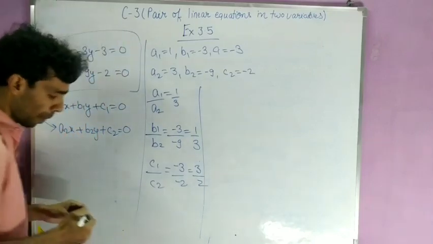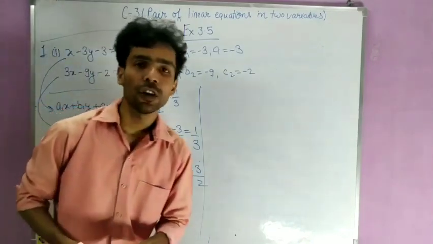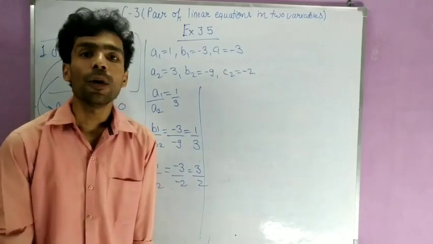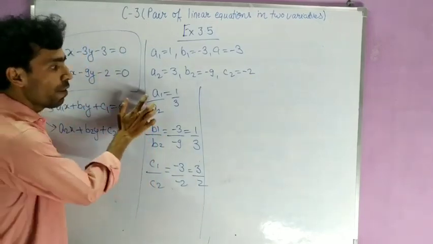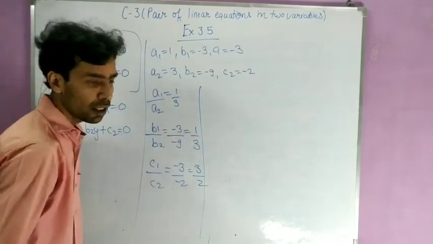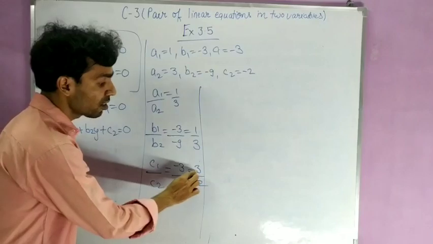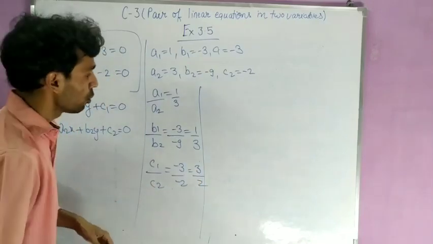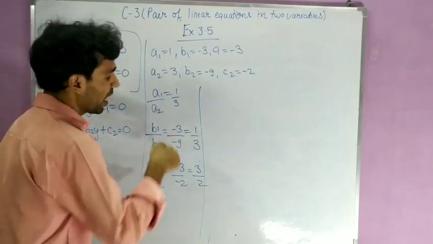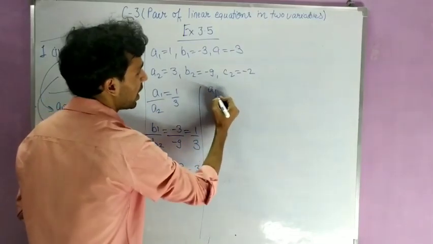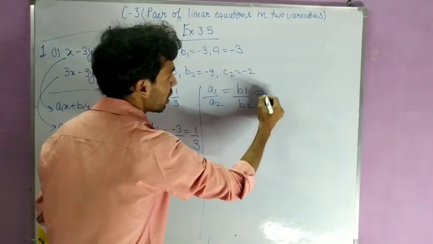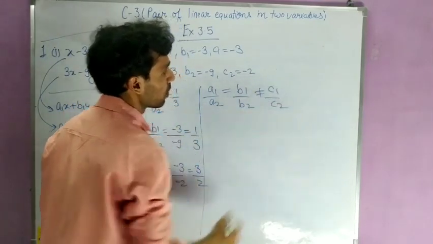So see student, after calculating the ratio of the corresponding coefficients, we have come to the result that the value of a1 upon a2 is 1 by 3, the value of b1 upon b2 is also 1 by 3, but the value of c1 upon c2 is 3 by 2. So you can see these two are equal, but these two are not equal. So by this we can say a1 by a2 is equal to b1 by b2, but it is not equal to c1 by c2.